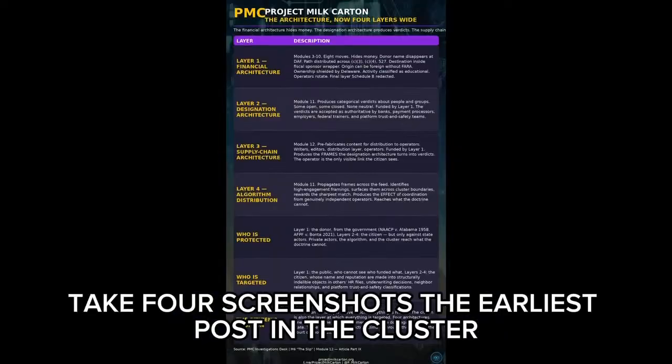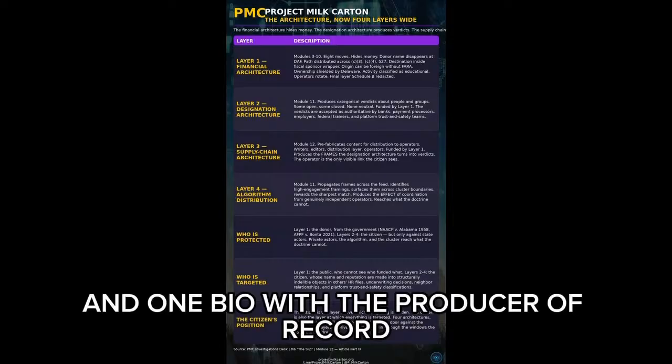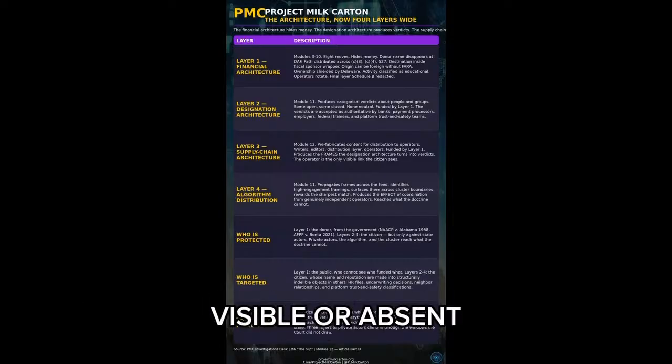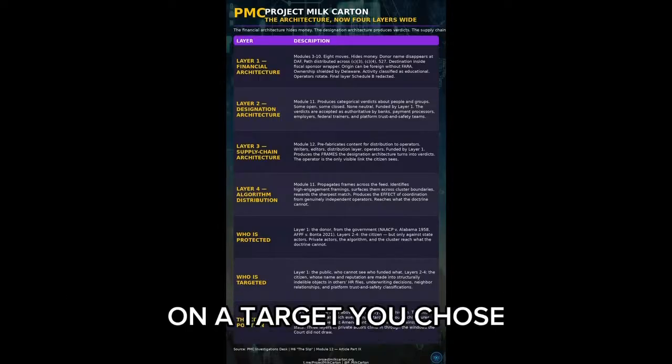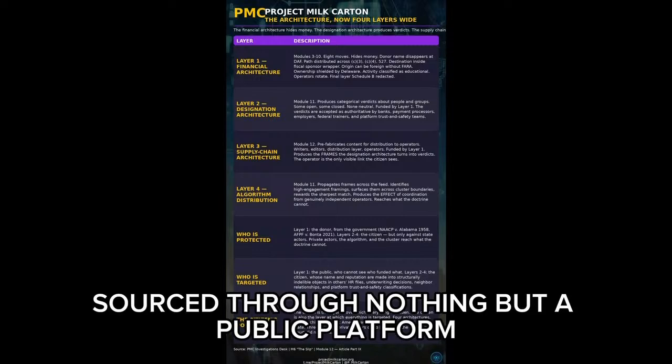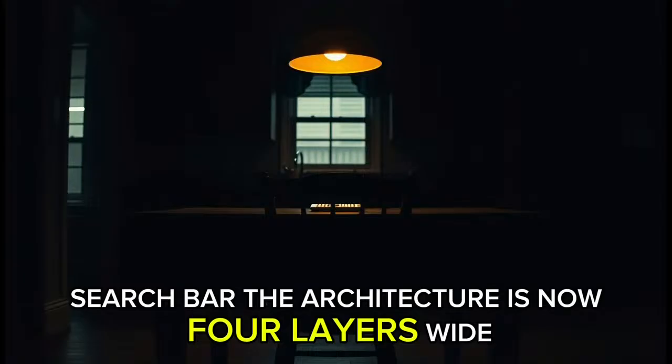Take 4 screenshots: the earliest post in the cluster, 2 cosmetic variation matches, and 1 bio with the producer of record visible or absent. You now have a documented map of prefabrication on a target you chose, sourced through nothing but a public platform's search bar. The architecture is now 4 layers wide.